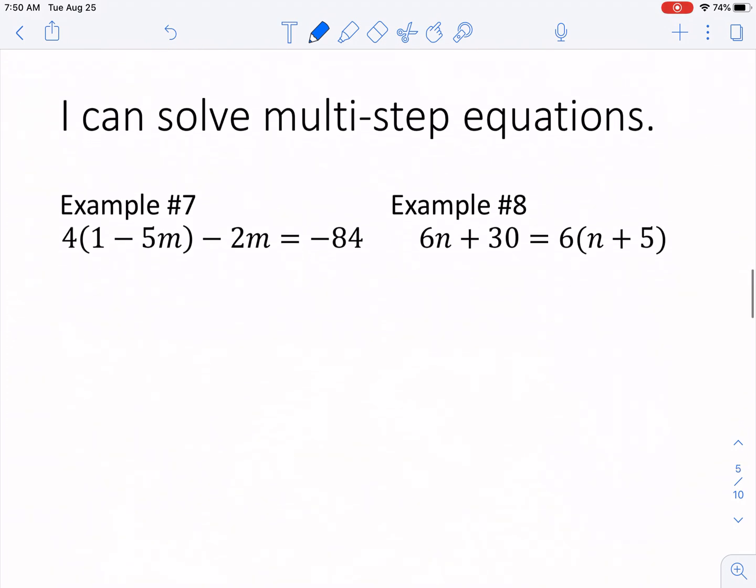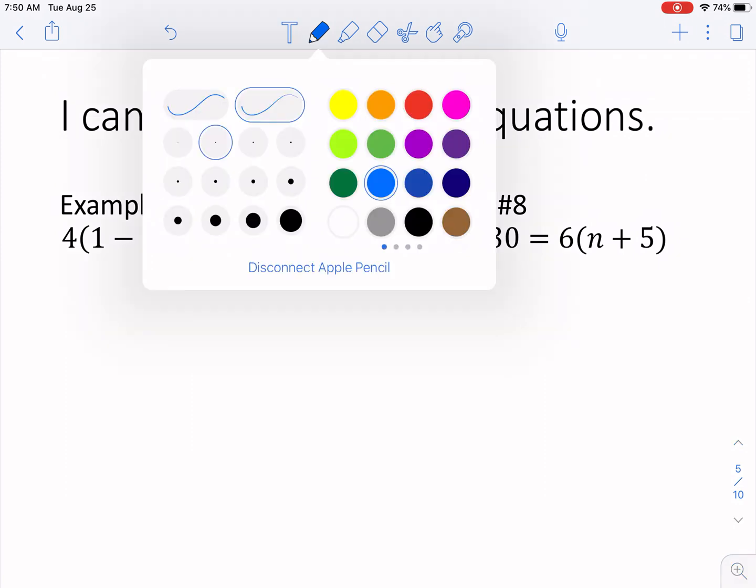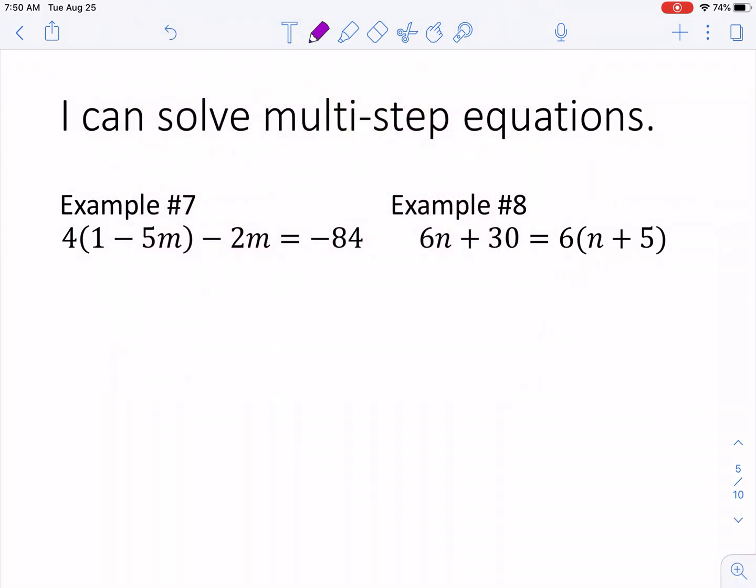Multi-step. They get just maybe a little more complicated. Nothing major. This is where we're going to do one that actually has that distribution. So I'm going to distribute my 4, and I'm going to multiply inside. So I'm going to get 4 times 1 is 4, minus 4 times 5 is 20, minus 2m equals negative 84.